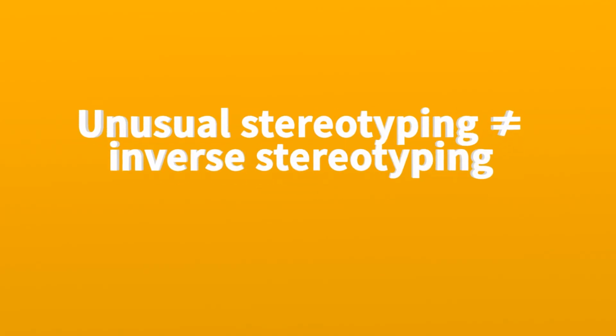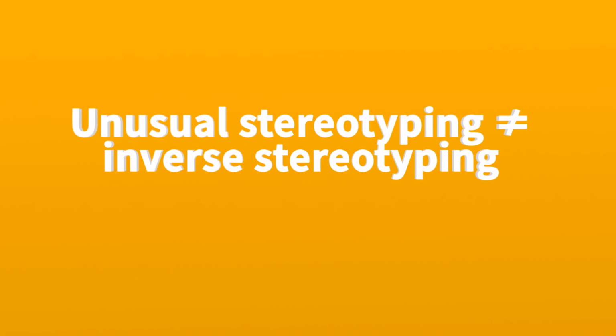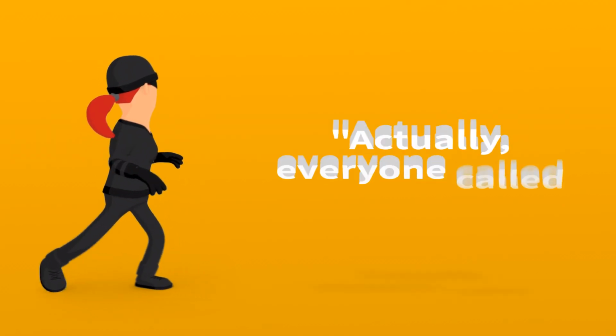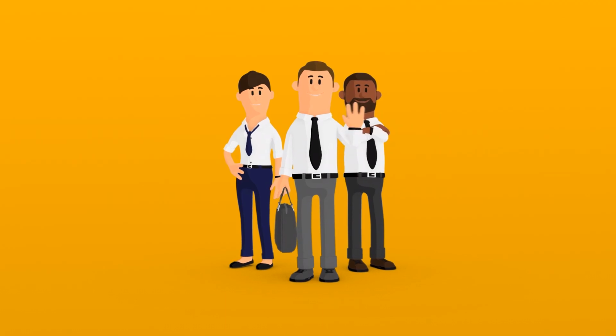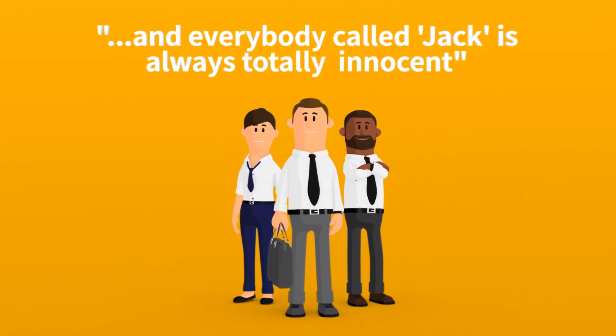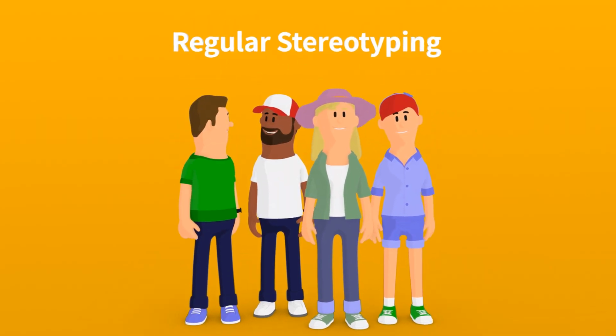What's not inverse stereotyping, however, is just having the opposite stereotype or the same stereotype about a different group. So if you were to assume, for example, that everybody who's called Jill is a thief, or that nobody called Jack could be a thief, that would not be inverse stereotyping. That'd just be regular stereotyping.